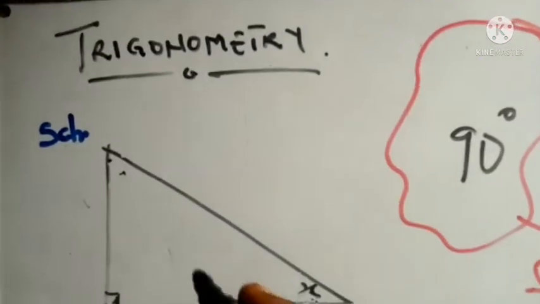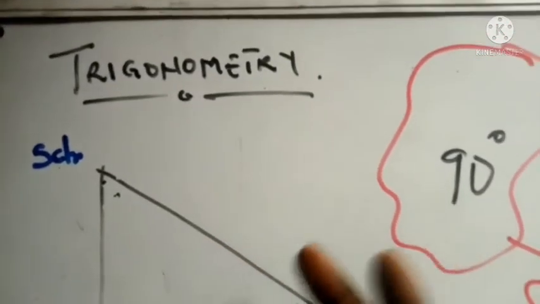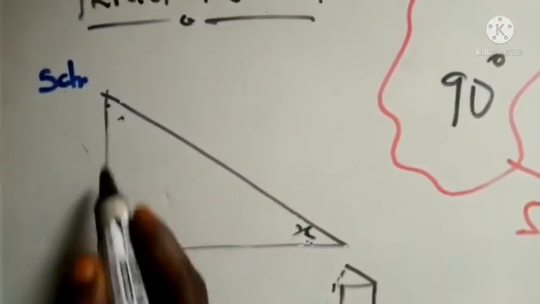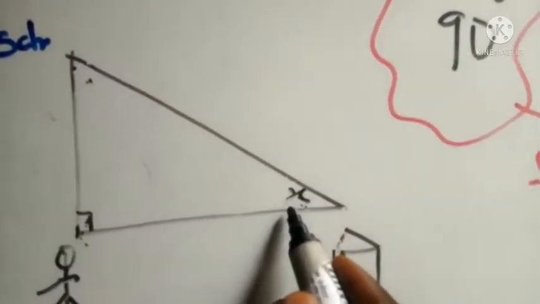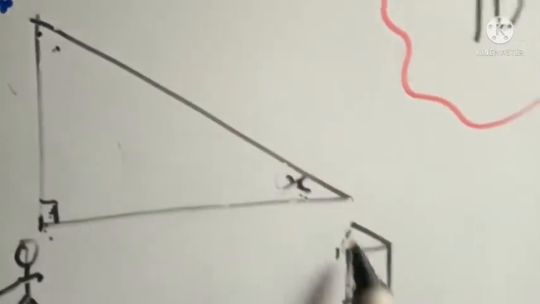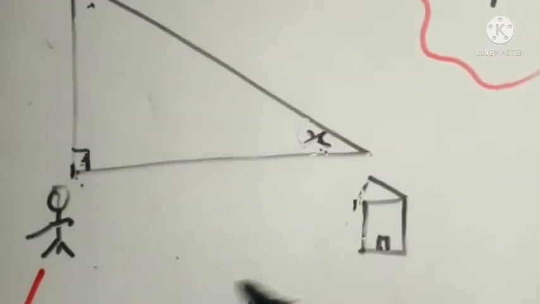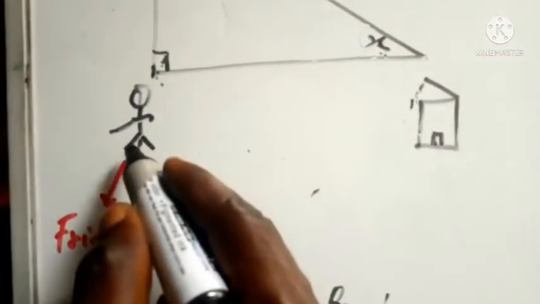The concept of trigonometry is to determine two things: the distance between two or more people, and the angle at which you are. So assuming you lodge at this place, let's say this is your house, and this is your friend's house. This is where your friend stays.